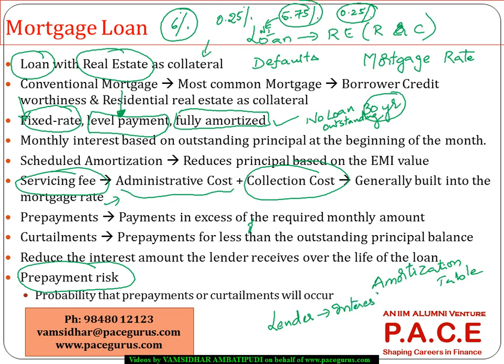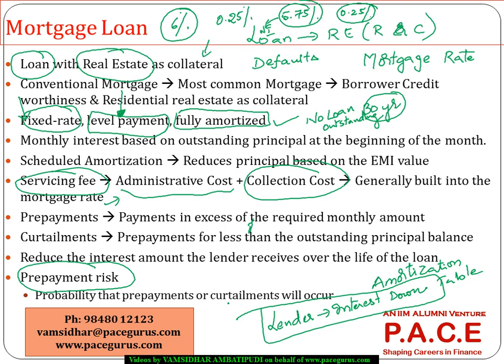So the lender is exposed to a prepayment risk, because he is not receiving the total interest which he initially thought he would be receiving over the life of the loan. He would be receiving much less. So prepayment risk is one of the serious problems associated with mortgage loans, which differentiates a mortgage loan from other kinds of loans and bonds. There is a heavy possibility of prepayment.